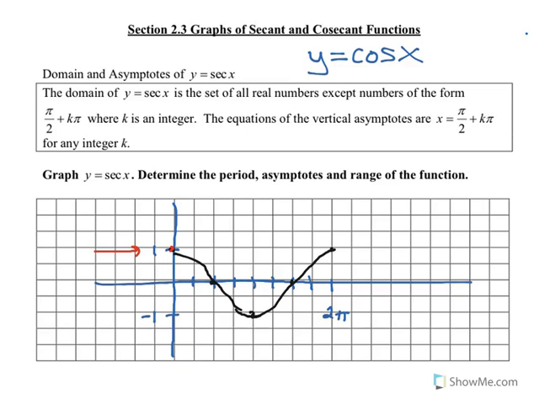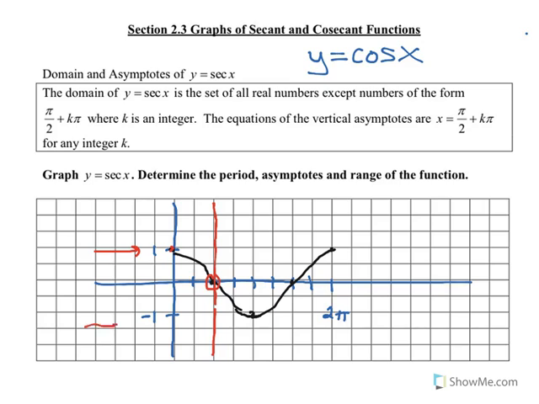So the reciprocal of 1 is going to get you 1. If we look at another key point, right here we have a y value of 0. The reciprocal of 0 should be undefined, so the graph is not going to exist right here. You want to put in a vertical line showing that the graph is not going to exist there.